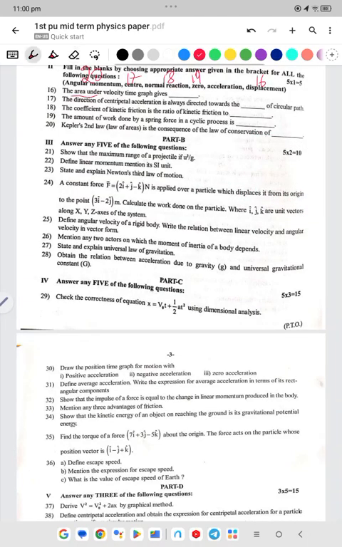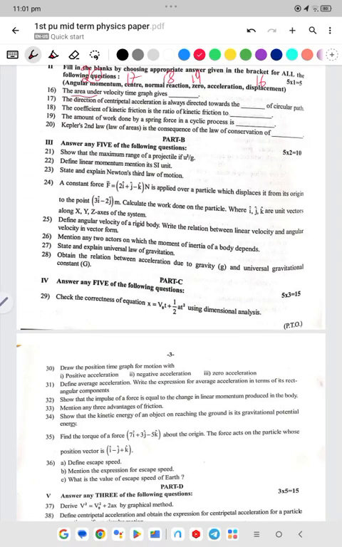And next one is define linear momentum and SI unit. You have to mention the linear momentum and explain the SI unit. Next one is Newton's third law of motion. You have to explain Newton's third law and give the explanation and statement.